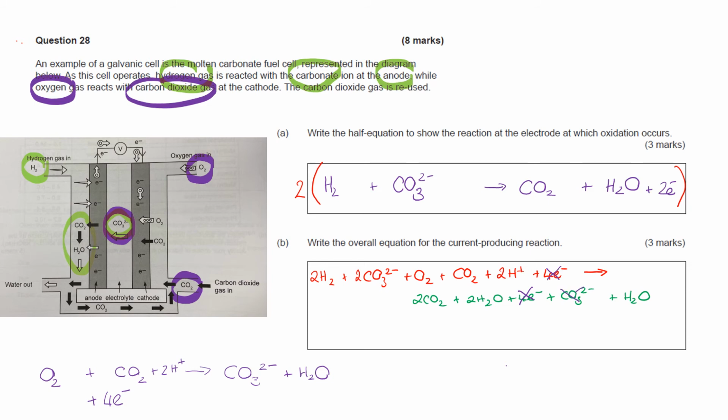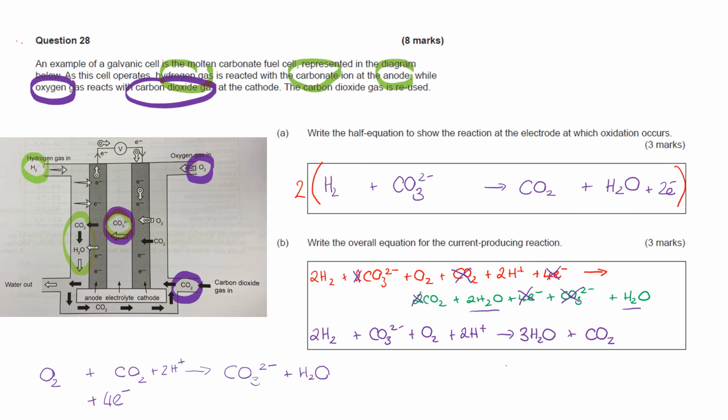Get rid of one of those carbonates, and we can get rid of one of those CO2s. So that means our overall equation for the 3 marks is 2H2 plus carbonate plus O2 plus 2H+ goes to 3H2O, because there's one here, there's one there, plus CO2. There's our overall equation for this particular question.